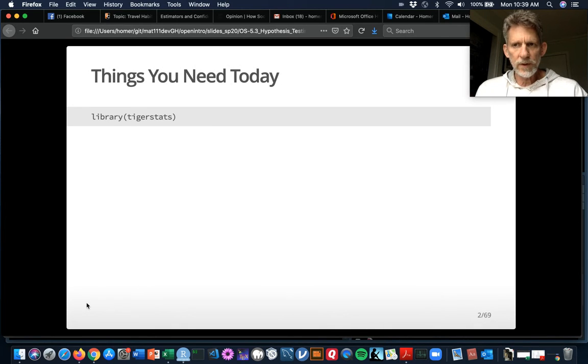So as usual, we may use some resources from the TigerStats package, so make sure that you have attached it to your R session's search path if you are following along with the code in these slides.